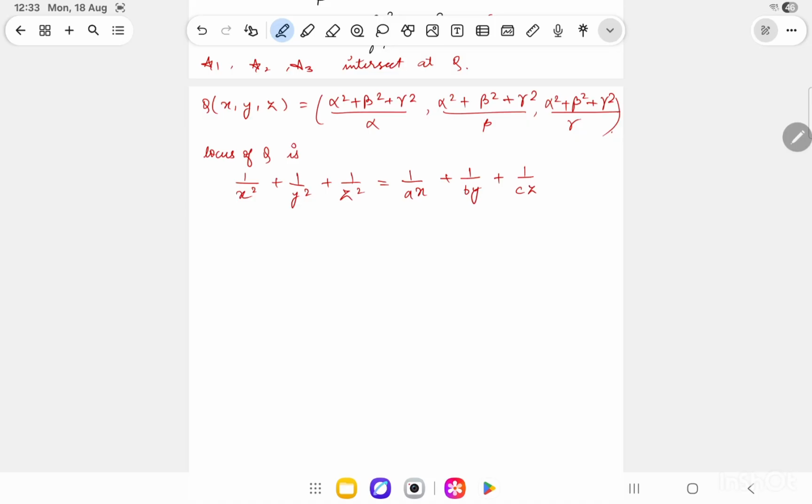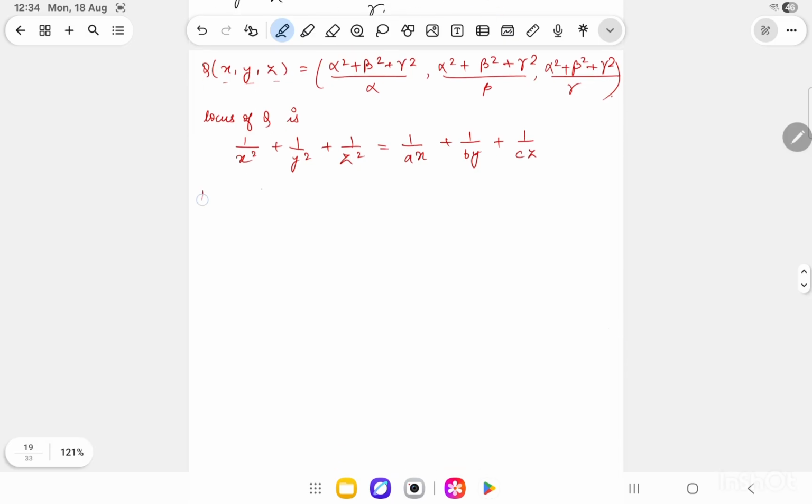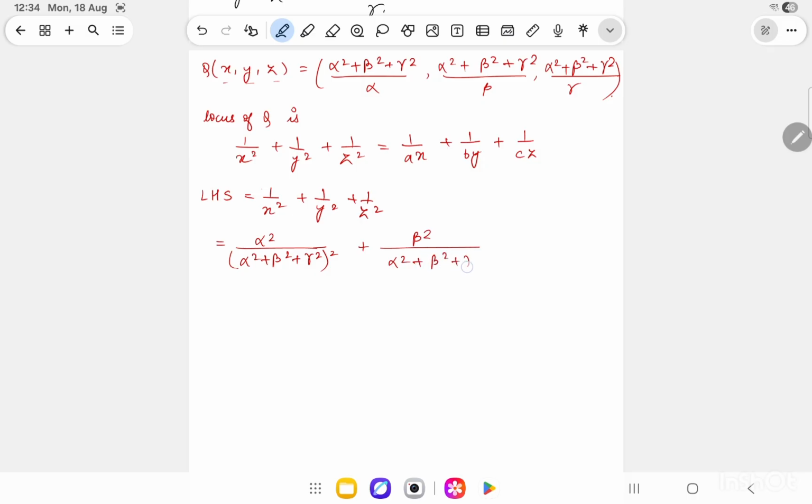So I can just substitute the values of x, y, z here and then check if they come out to be equal. Let us calculate the left hand side, which is 1 by x square plus 1 by y square plus 1 by z square, which equals alpha square upon (alpha square plus beta square plus gamma square) whole square. Likewise, 1 by y square will be beta square upon (alpha square plus beta square plus gamma square) whole square, plus gamma square upon (alpha square plus beta square plus gamma square) whole square. On simplifying it, I'll get the left hand side as alpha square plus beta square plus gamma square.